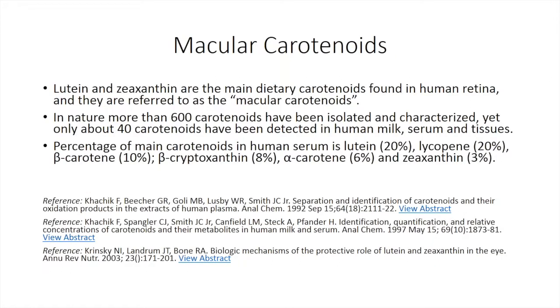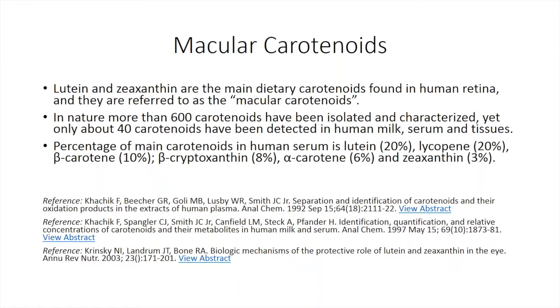Excuse that pun too. Now, lutein and zeaxanthin come to the rescue. They're the main dietary carotenoids found in the human retina, and they're referred to then as the macular carotenoids. You remember the macula lutea I showed you on the anatomy? So in nature, there are more than 600 carotenoids that have been isolated and characterized, yet only 40 have been detected in human tissues of one kind or another.